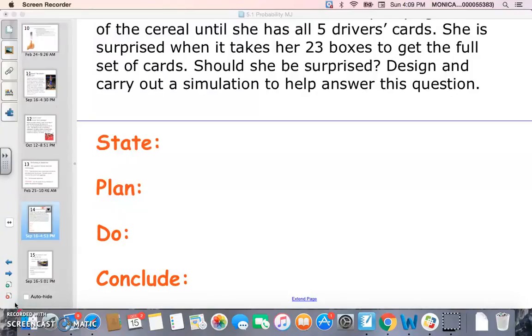And in this case, we're going to do 50 repetitions of our simulation. And you're going to record the probability, how many times did it take 23 or more boxes to get a full set out of 50. And in the simulation I did, I ended up with a probability of 0 because the highest I had was 22, which is possible. All right, so go ahead and complete this simulation.